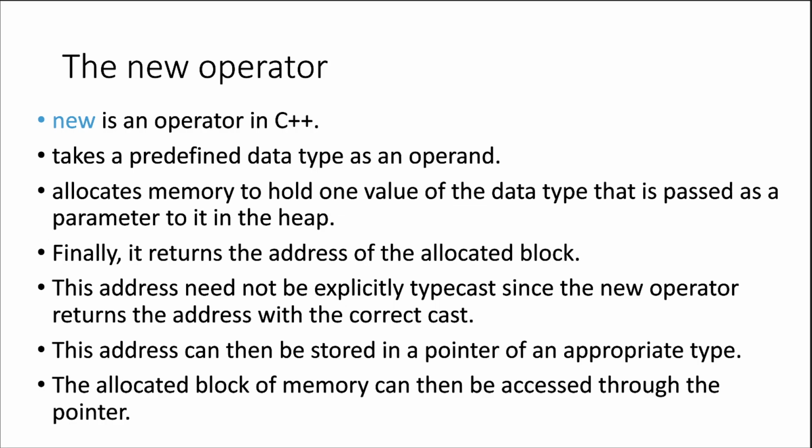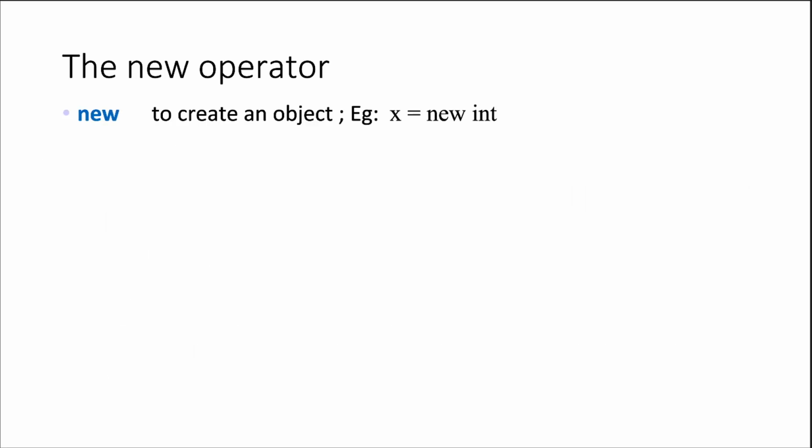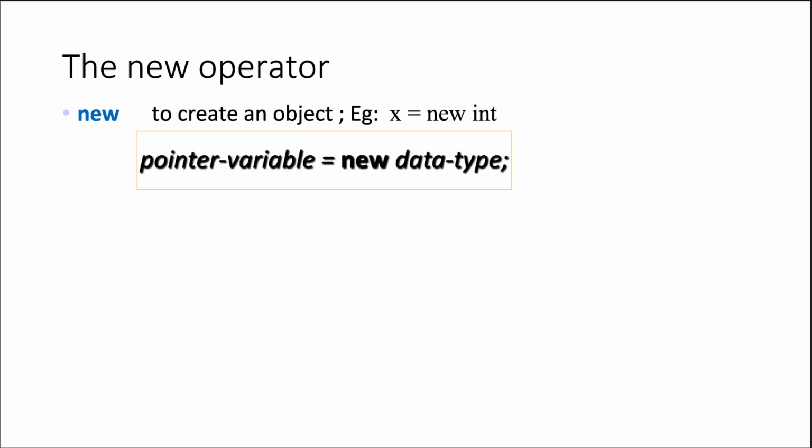So it does so many things. For example, x equal to new int. That's an example. To create an object, my object name is x, and it is of type int, and I'm saying x equal to new int. So if you say x equal to new int, then what should x be of? What type? What is the data type of x?